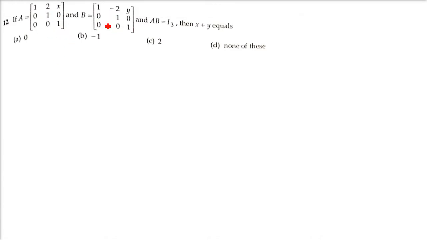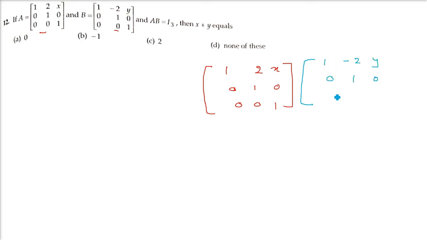Now A is this and B is this. A into B is I3, where I is the identity matrix. Then find X plus Y. So we just have to multiply it, and one of the terms will be X plus Y. So we'll properly multiply it, and then we will equate it to the identity matrix. A is this: 1, 2, X, 0, 1, 0, 0, 0, 1. This is our first matrix. The next one will be 1, minus 2, y, 0, 1, 0 and 0, 0, 1.